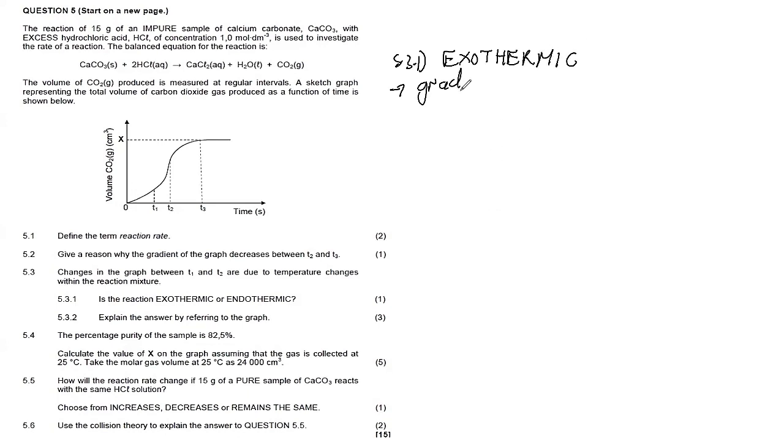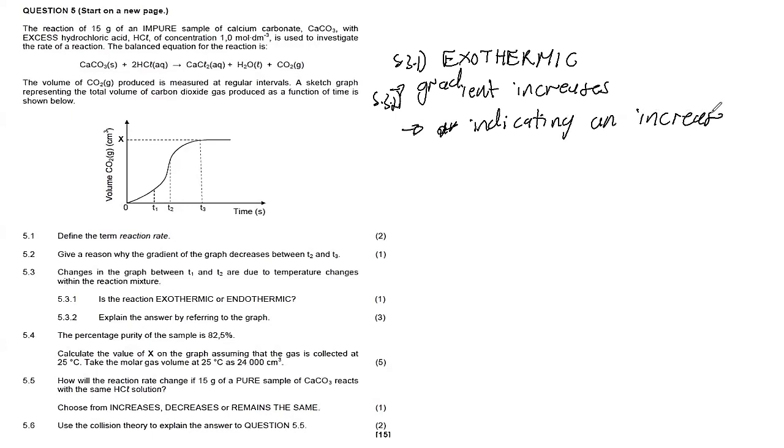Then for 5.3.2, explain the answer by referring to the graph. We will say the gradient is increasing there. So when the gradient increases, this is indicating an increase in the reaction rate.